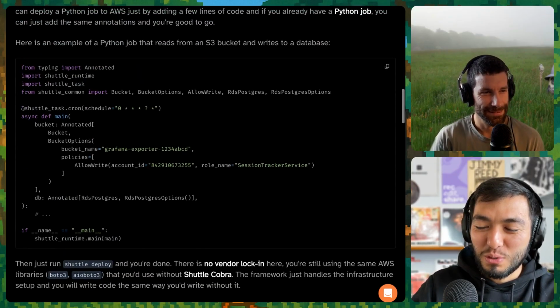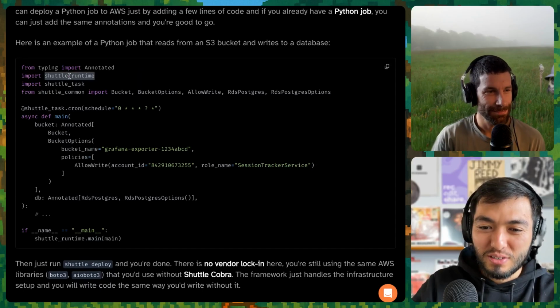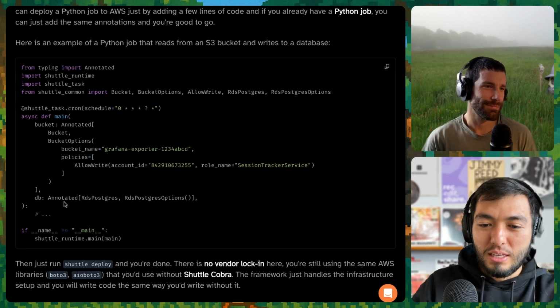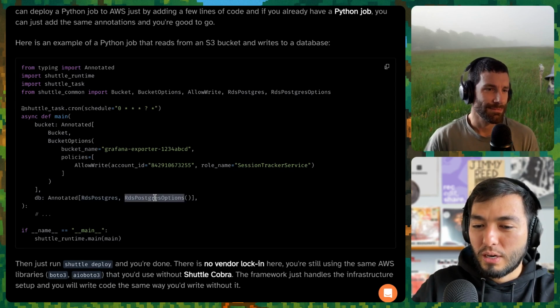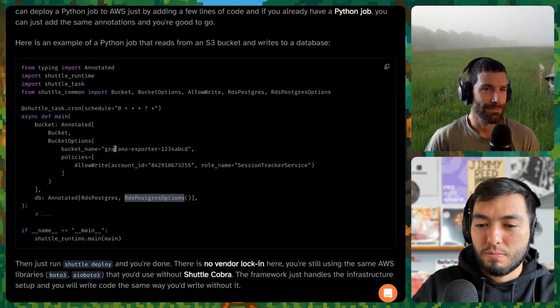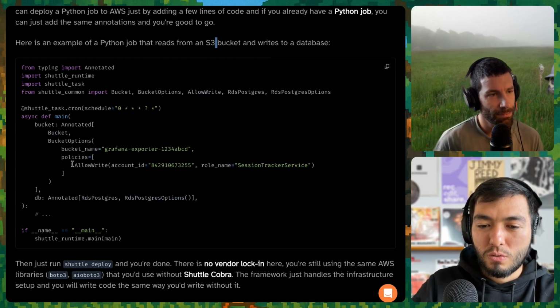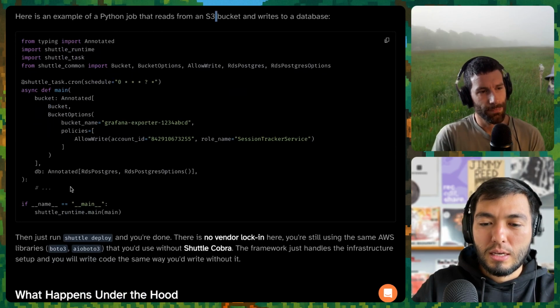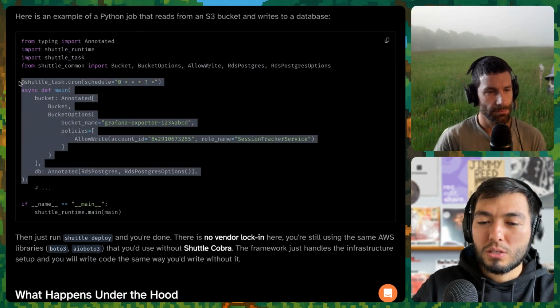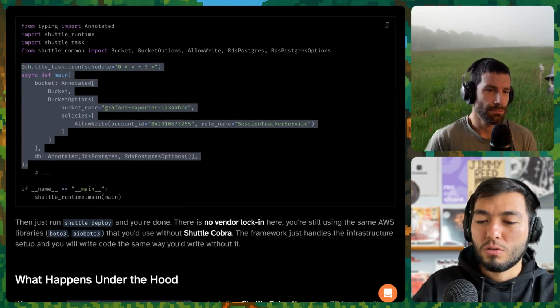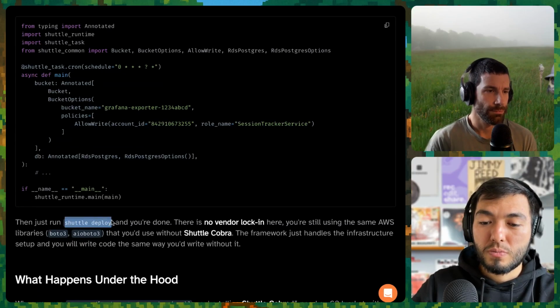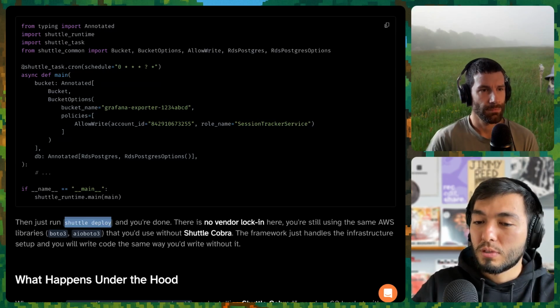So you see here a piece of code I'm sharing on the screen, right? You have their library, Shuttle runtime, Shuttle task, and Shuttle common. And then I guess you specify the database. So you actually have to specify with the type hints what kind of database you expect. Buckets, so I guess this is for S3, so AWS buckets as well, with policies and everything. And more code and whatever. But basically, based on the type hints, you specify what kind of infrastructure you need. And then you just do shuttle deploy.